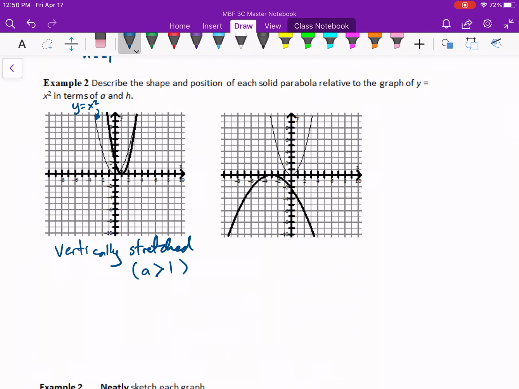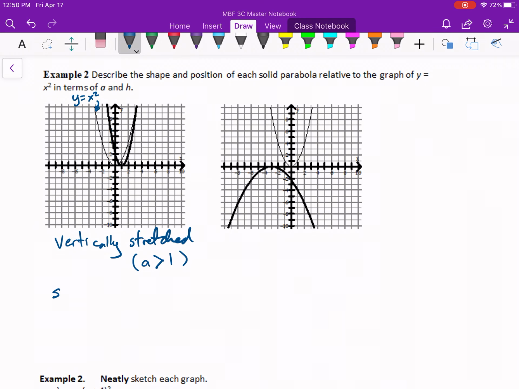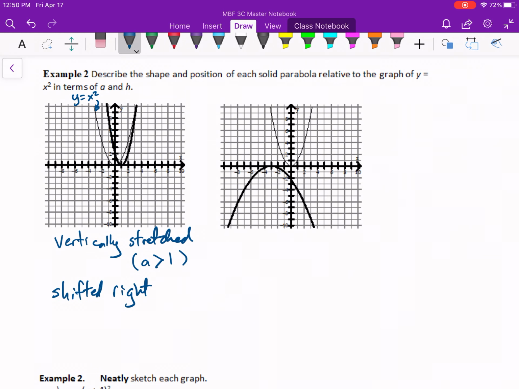As for the position, it's been shifted right. In other words, if I took the light one, my starting one, and moved it to the right, I got the dark one. So the way I describe it is, if I was starting with the light one, how did I get to the dark one? We shifted the original graph to the right. In the second example here, then it's vertically compressed.